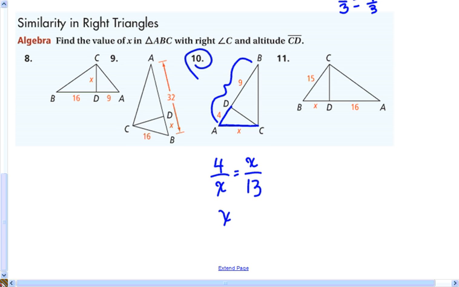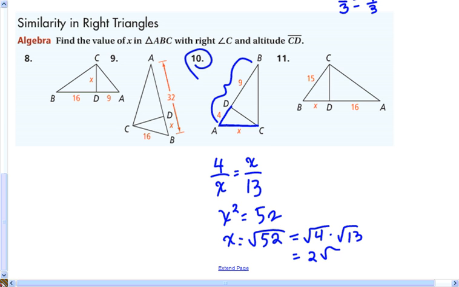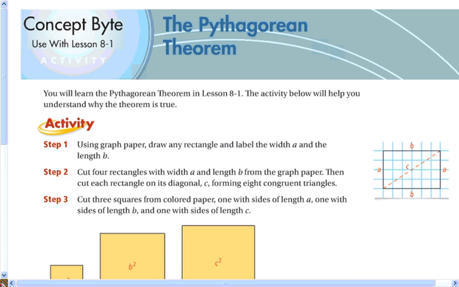And then solve that. x squared equals 13 times 4, which is 52. So x equals the square root of 52, which we can simplify. That's the same as square root of 4 times square root of 13, or 2 times square root of 13. All right? Okay.